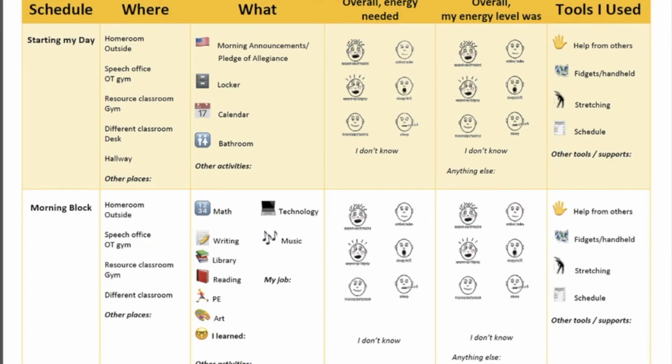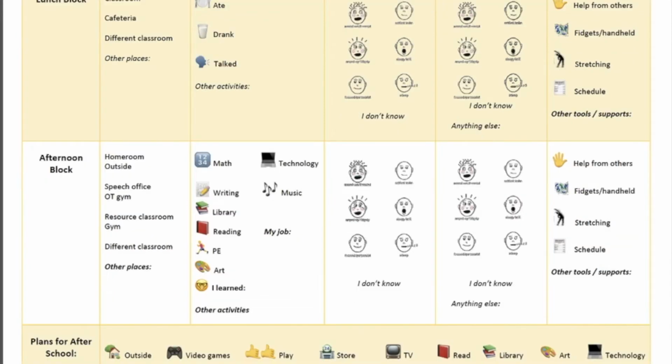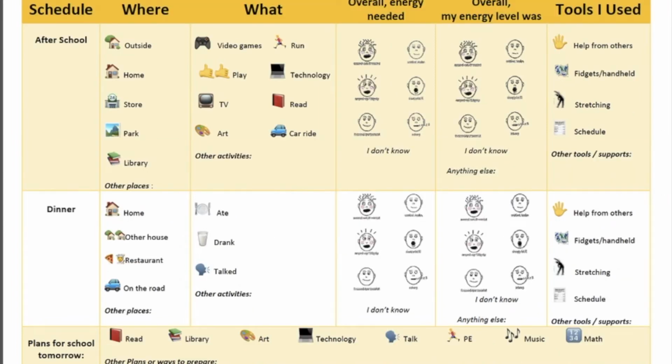So again, that structure's the same: starting my day, the morning block, lunch block, afternoon block, and we've got a place for plans for after school. Again, that idea of bridging home and school and sharing information and commenting on past events, but doing it in the context of regulation and how actively engaged they were throughout their day. The next part of this is, again, that home to school piece, and you'll see the structure is the same.